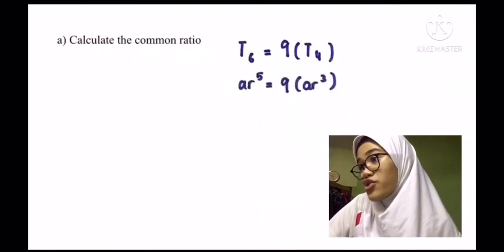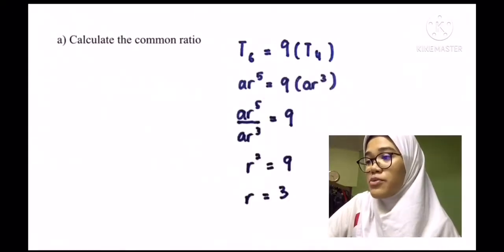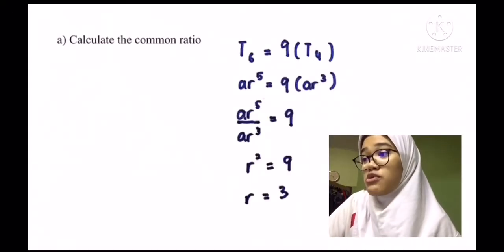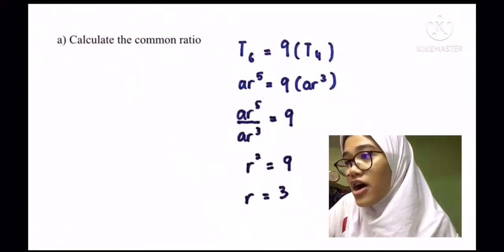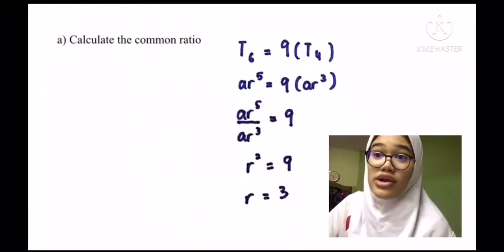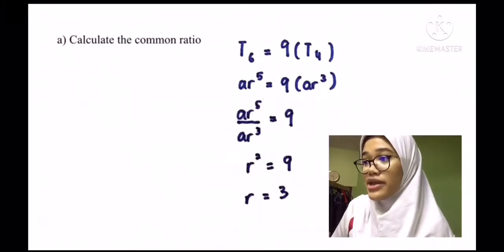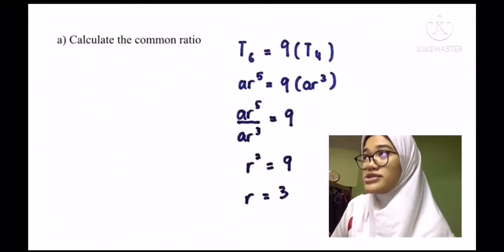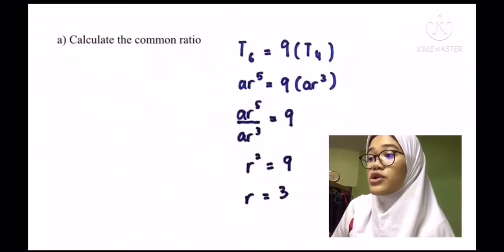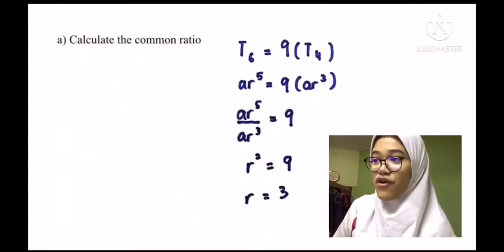Moving AR to the power of 3 to the left side of the equation, it will be AR to the power of 5 over AR to the power of 3 equals 9. So we can cancel the A, which is the first term, and R to the power of 5 over R to the power of 3 equals R squared, and R squared equals 9. We take the square root of 9 on the right-hand side of the equation. So we get R equals 3. So that is the answer for question A.